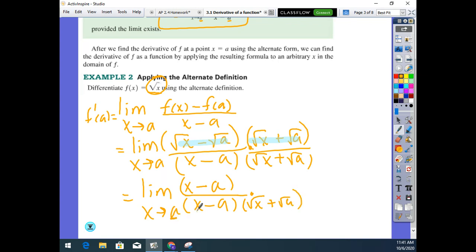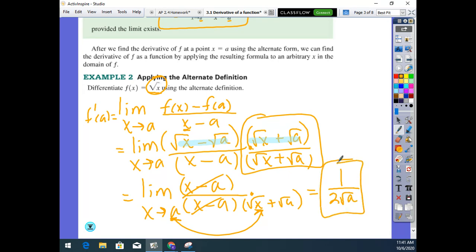Notice I couldn't plug a in way up here because I would get 0 in the denominator. So when I manipulate this algebraically, multiplying top and bottom by the conjugate, I can now cancel a common factor. I can now plug a in here. I have to keep my 1 on top to hold everything in the denominator. And I get the square root of a when I plug it in for x, plus the square root of a, which is 1 over 2 square roots of a. That's the derivative of the square root of x.